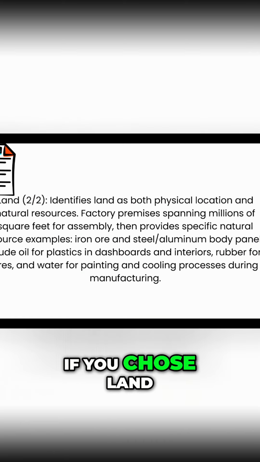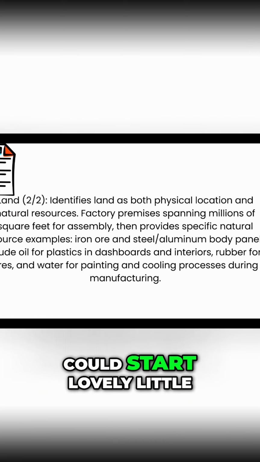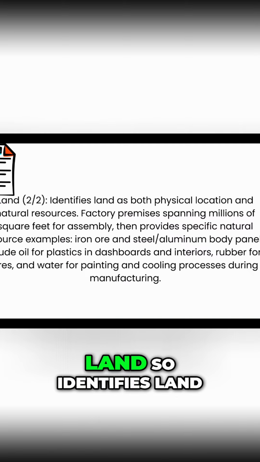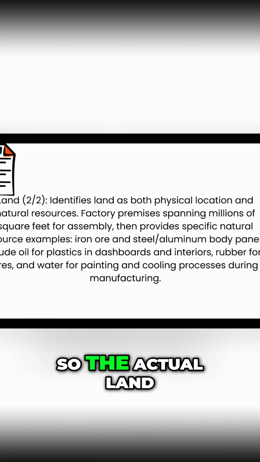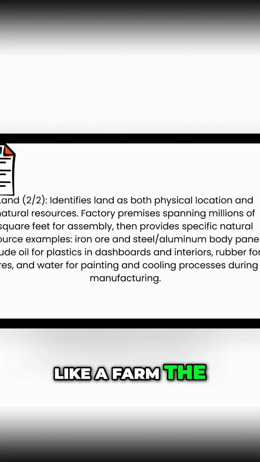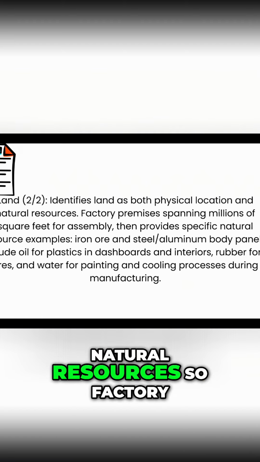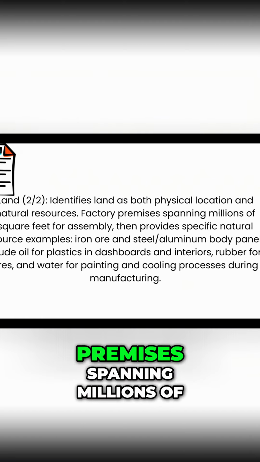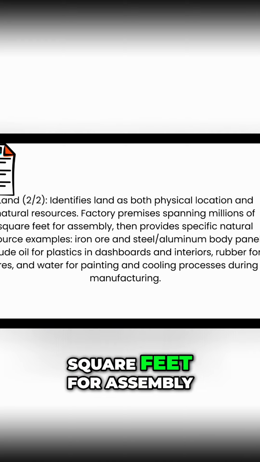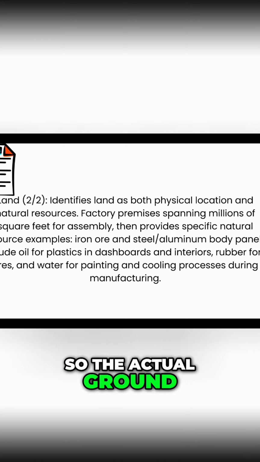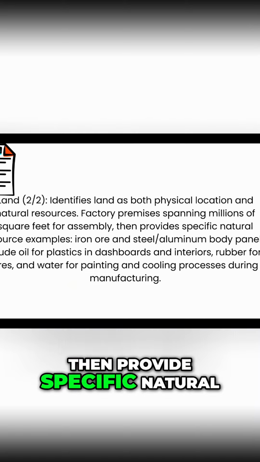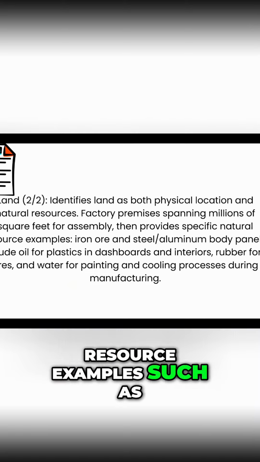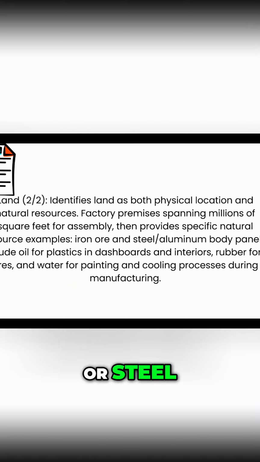If you chose land in this question, you could start with a lovely little definition for what is land. So identifies land as both physical location, so the actual land, like a farm, the actual land, and the natural resources. So factory premises spanning millions of square feet for assembly, so the actual ground or the actual plot that it's located on. Then provide specific natural resource examples such as you could say iron ore, steel, aluminium, you could say crude oil for plastics.